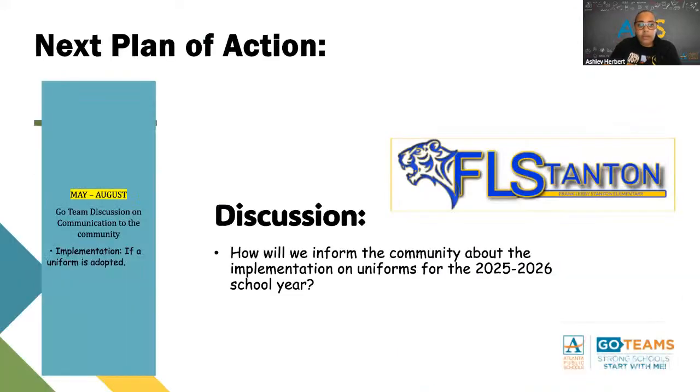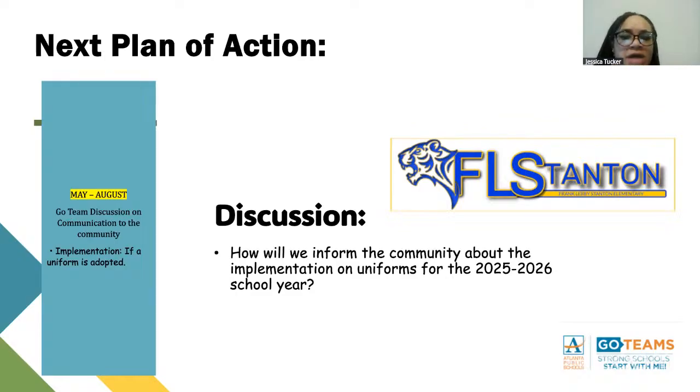And so right here, the floor is open. So the discussion topic: how will we inform the community about the implementation of uniforms for the 2025-2026 school year? As of now, I have the idea that we could go ahead and send out a letter or put it on Class Dojo, but does anybody have any other suggestions?